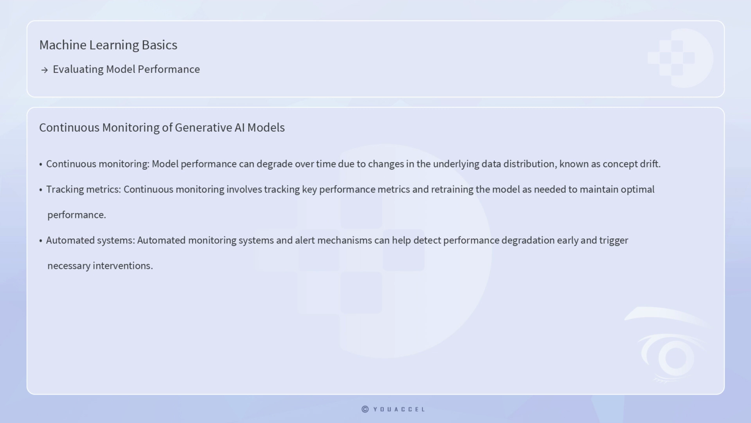Lastly, the deployment of generative AI models necessitates continuous monitoring and evaluation. Model performance can degrade over time due to changes in the underlying data distribution, known as concept drift. Continuous monitoring involves tracking key performance metrics and retraining the model as needed to maintain optimal performance. Automated monitoring systems and alert mechanisms can help detect performance degradation early and trigger necessary interventions.